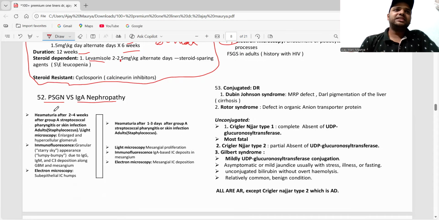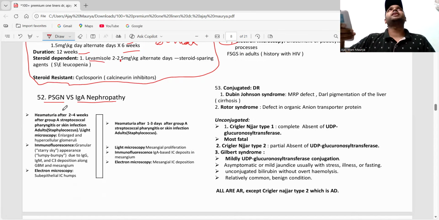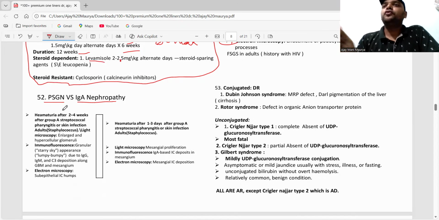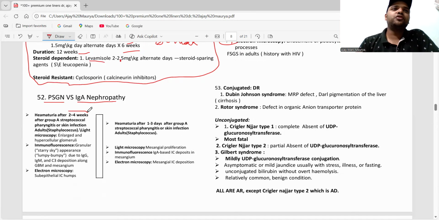Okay, this one is hematuria. First of all, the patient could be a baby boy, a baby girl, or an adult, but it is most commonly seen in children only. For example, a baby develops skin rashes or a sore throat. After 2 to 4 weeks of the infection, they develop gross hematuria. Now then it's PSGN.